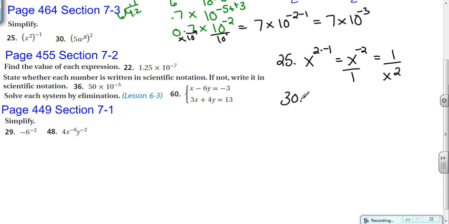Number 30, that 5 actually has a 1 on it. So you're doing 5 to the 1 times 2 and w to the 8 times 2. So 5 to the 1 times 2 is 5 squared. 8 times 2 is 16, but 5 squared, 5 times 5 is 25. So I end up with 25w to the 16th.